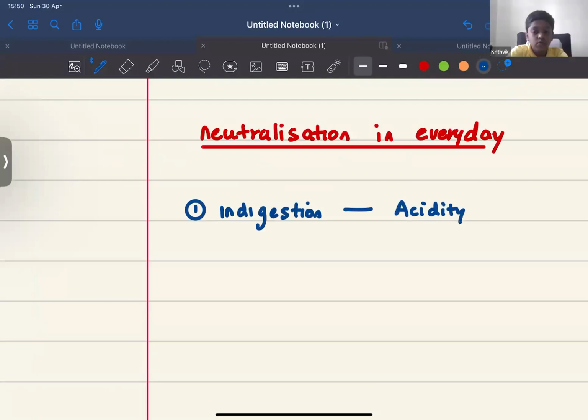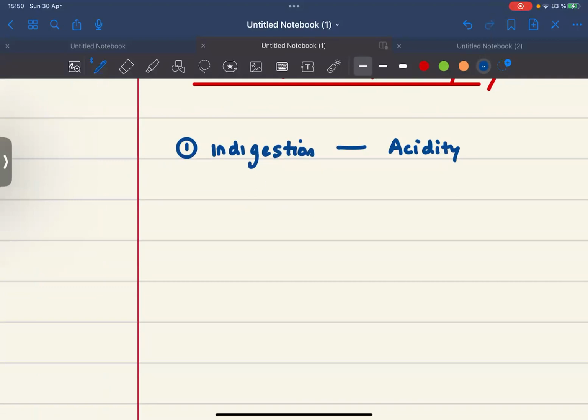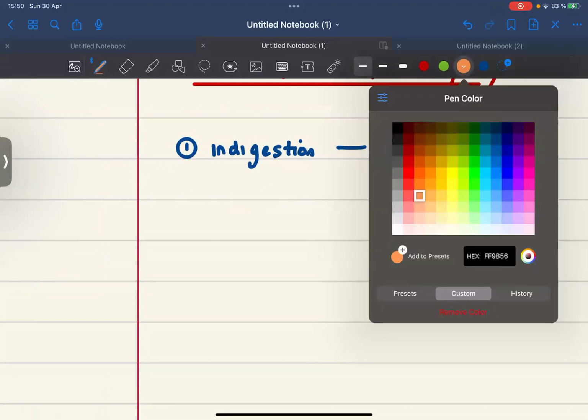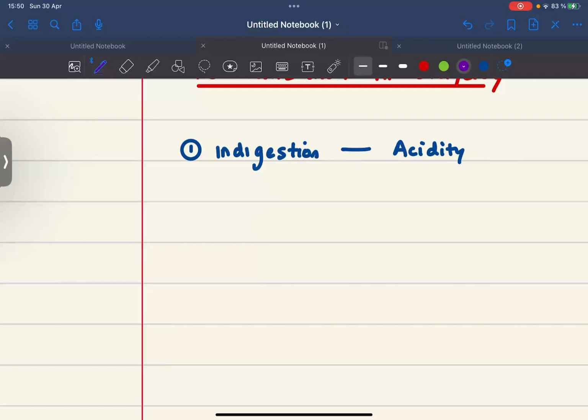Ma'am, the increase of acid in our stomach. Very good. It's basically the increase of acid in your stomach. This is when you either eat food after a very long time or you don't eat food at all. So all this acid starts accumulating or piling up in your stomach. What is the acid in your stomach? Ma'am, HCl. HCl is the acid that is in our stomach.